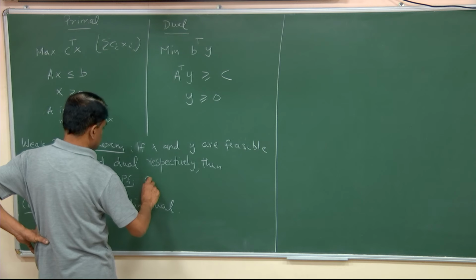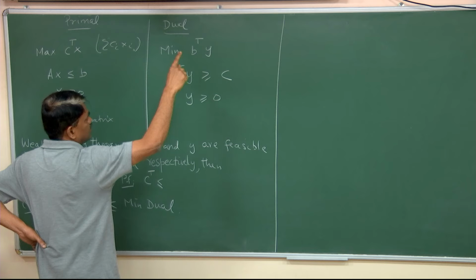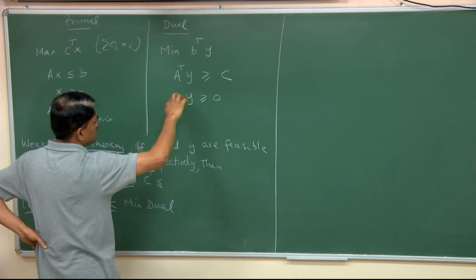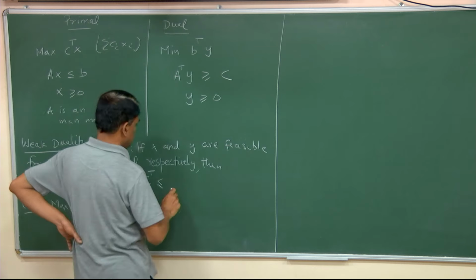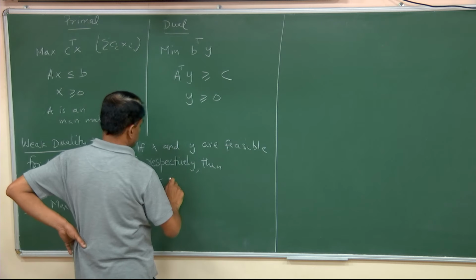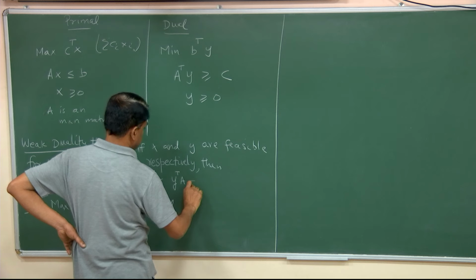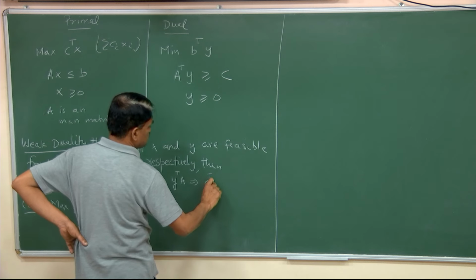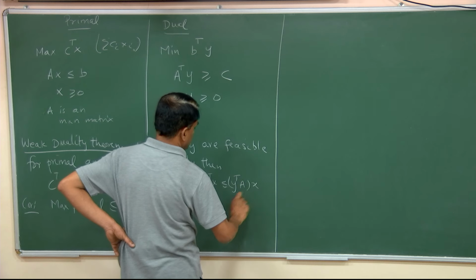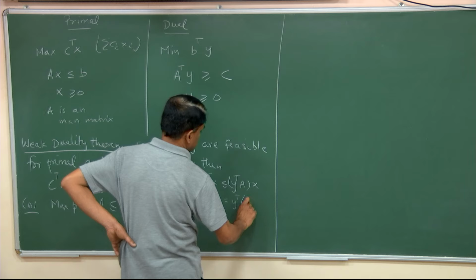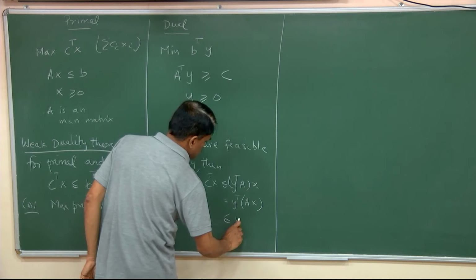The proof of this is pretty easy. C transpose is less than or equal to, from here. C is a column matrix. So C transpose is less than or equal to, because Y is a feasible solution for the dual, transpose of this, which is Y transpose A, which implies C transpose X is less than or equal to Y transpose A into X. This is same as Y transpose into A into X. And X is a feasible solution for this, so that's less than or equal to.